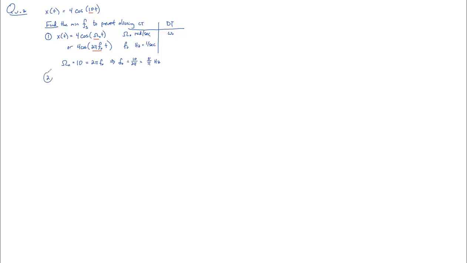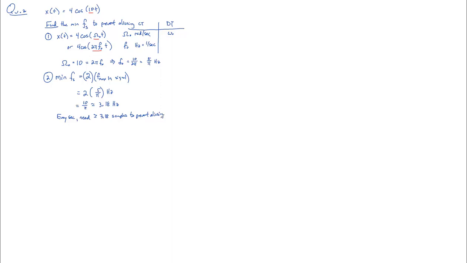And then the second step is to say that the minimum sampling frequency is going to be 2 times the maximum frequency in the signal. So that's going to be 2 times 5/pi hertz. So that's going to be 10/pi, which is about 3.18 hertz. So that means that every second, you need at least 3.18 samples to prevent aliasing.